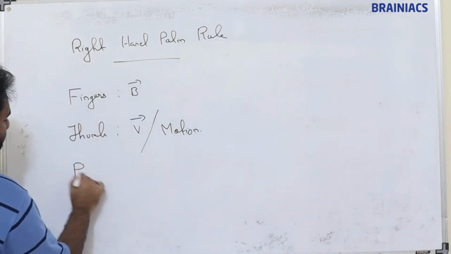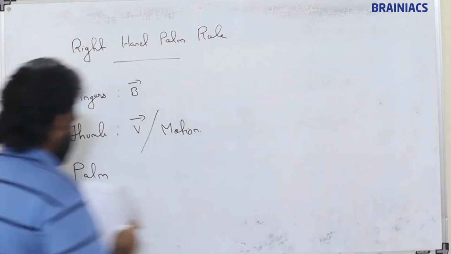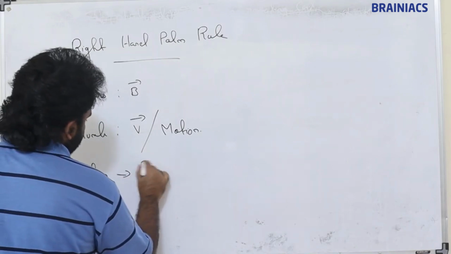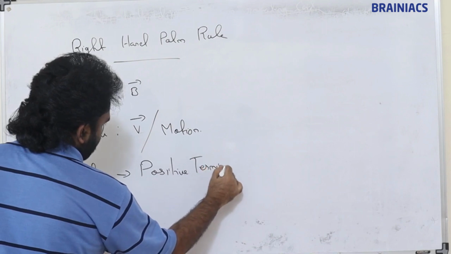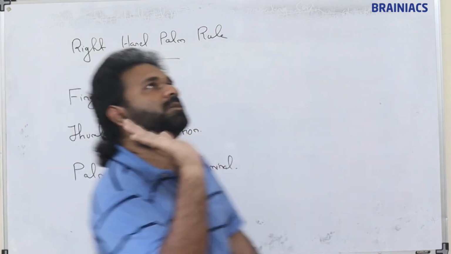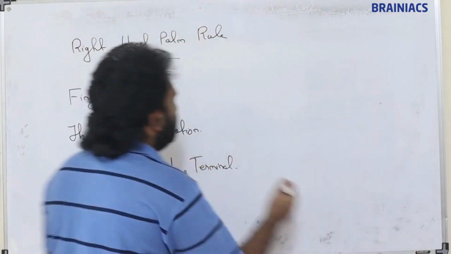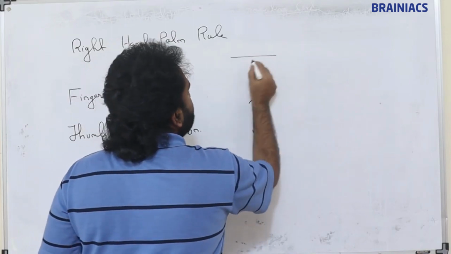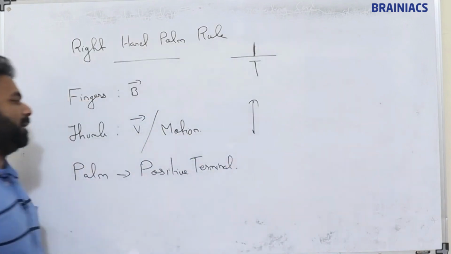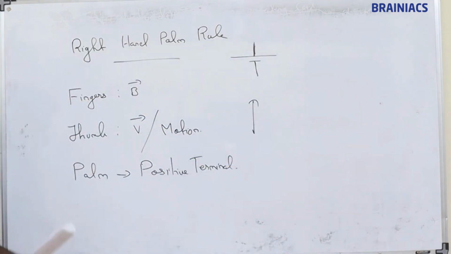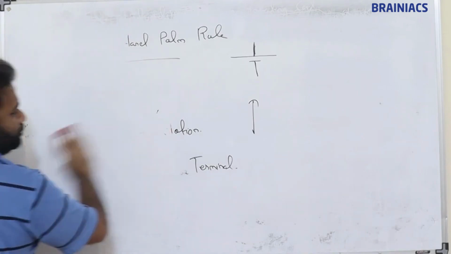Whatever direction the palm is showing, that will be the positive terminal. Suppose the palm direction is showing like this, then mark the positive terminal like this, on the top, not near to it. Clear? So we will do a simple question.